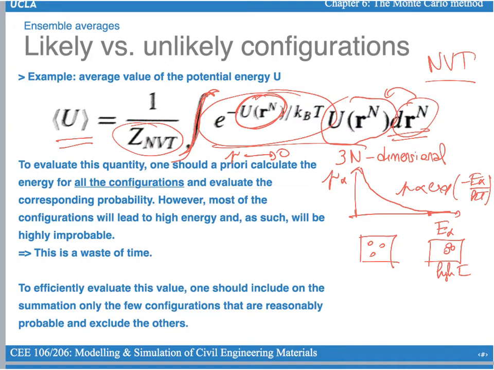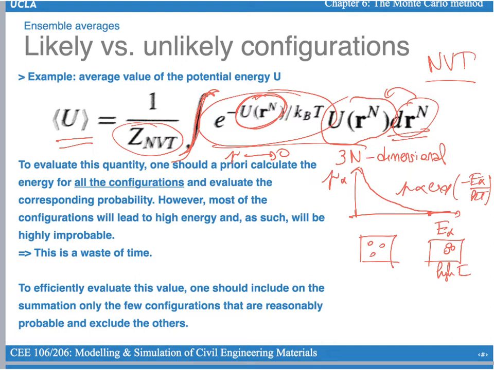And if the energy is pretty high, then the probability of this configuration will be pretty low. So when you sum all those configurations and calculate the corresponding probability, the probability will be so low that it will not contribute much to the integral. So in that case, it would be a waste of time to calculate all the possible configurations.